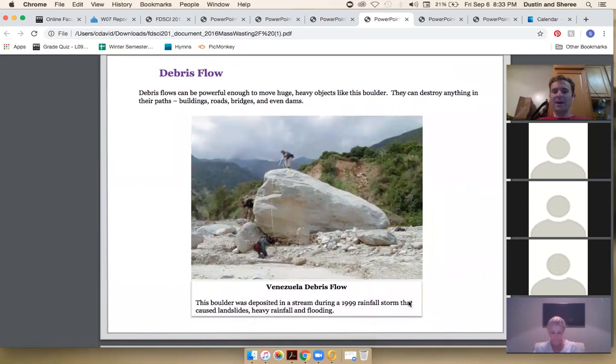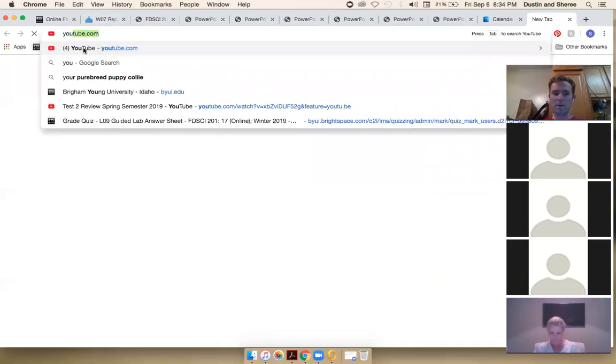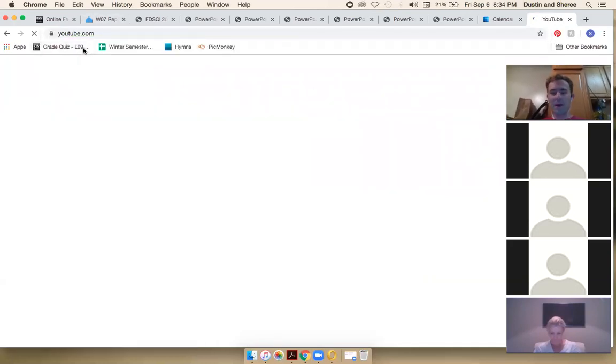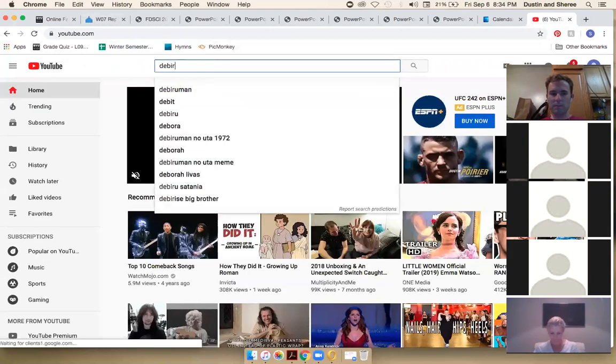So to give you an idea, looking at this boulder right here, which is probably between 12 and 18 feet tall, a rough guesstimate, was transported in one of these debris flows. So this gives you an idea of just how powerful debris flows can be. As a matter of fact, I want to show you guys a quick video.